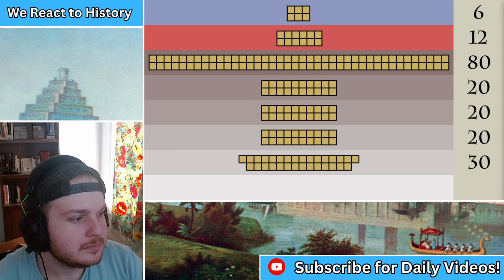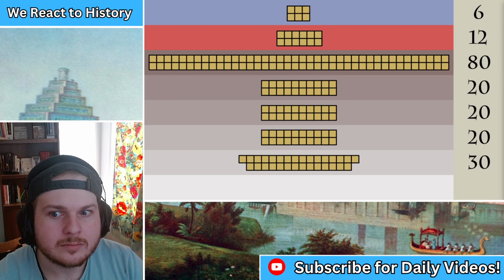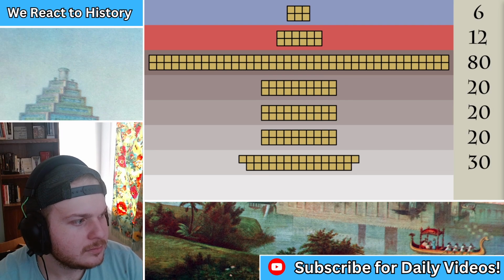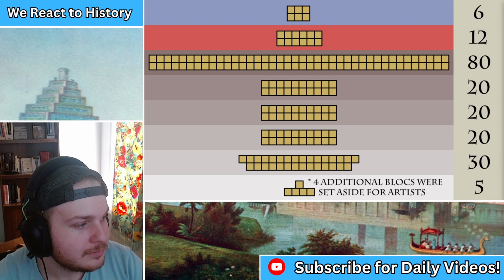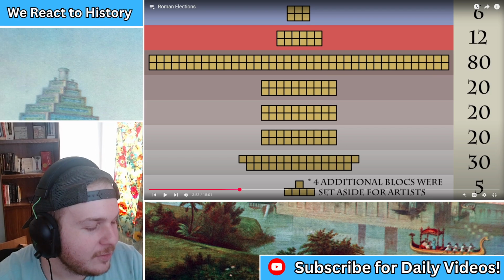And finally, below the fifth class, we have one final group, called the proletarii. These were people with no property and no savings, basically people living hand to mouth. These were the urban poor. This group, which was by far the largest, was allotted just one giant block. 4 additional blocks were set aside for artists.